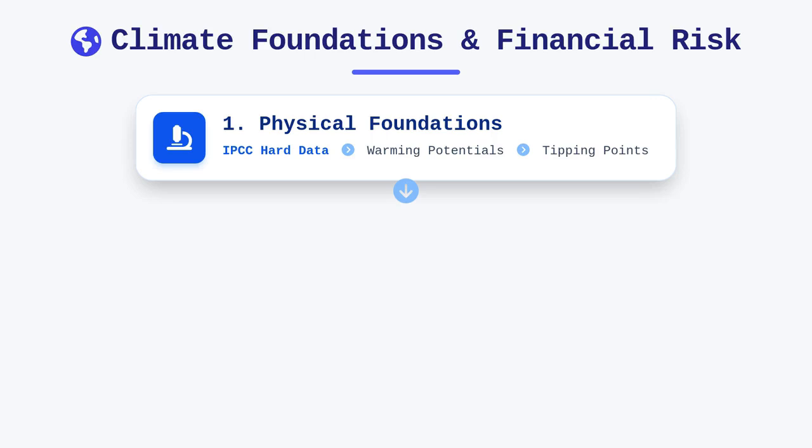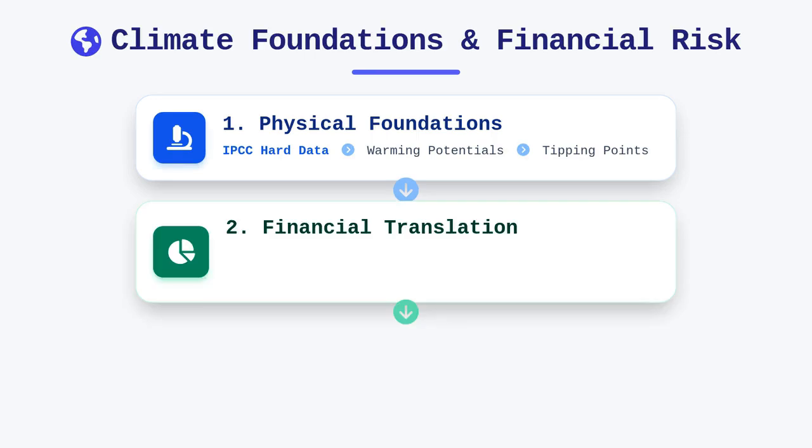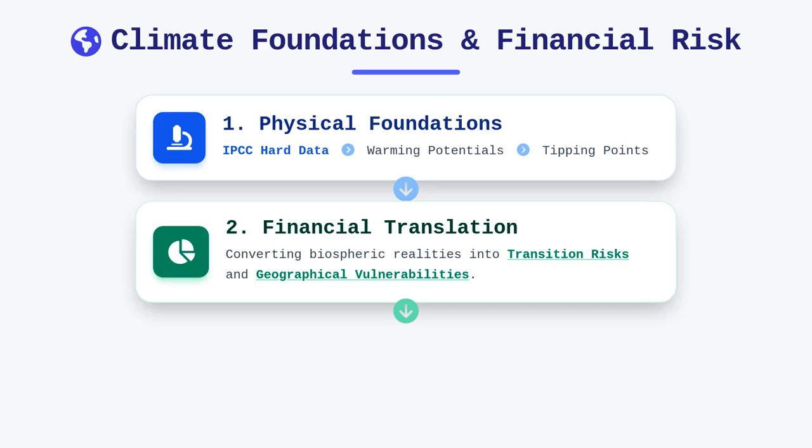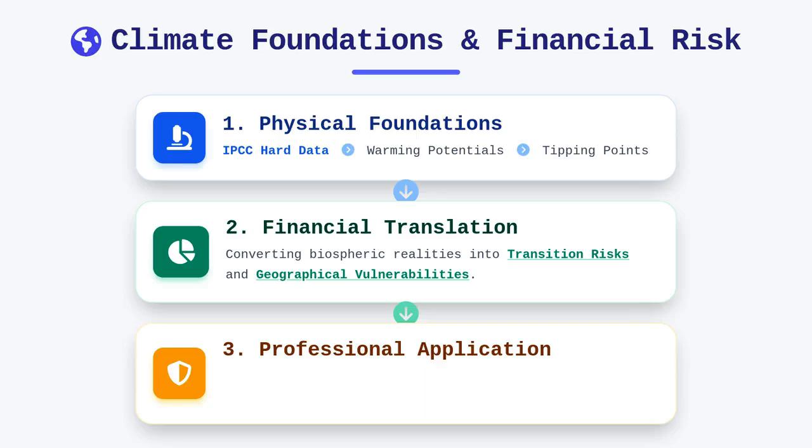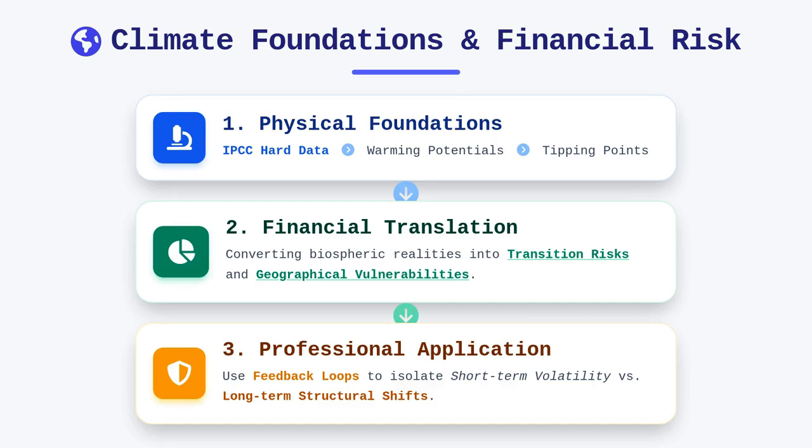It is crucial to view these scientific realities not as isolated academic phenomena, but as the underlying drivers of tangible financial and transition risks. When you consider geographical vulnerabilities or the economic consequences of mitigation efforts, you are essentially performing a risk assessment of the global biosphere. By understanding the Earth's feedback loops, you create a baseline that allows you to differentiate between short-term market volatility and long-term structural shifts. This internal mental map serves as your primary defense when evaluating climate-related disclosures in a professional capacity.